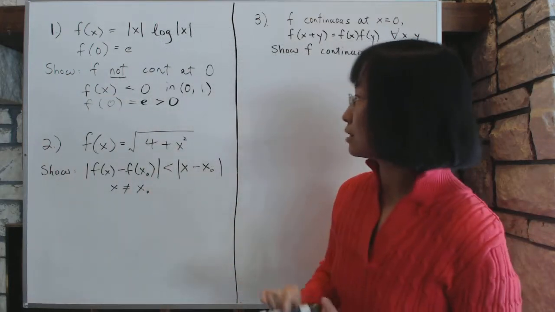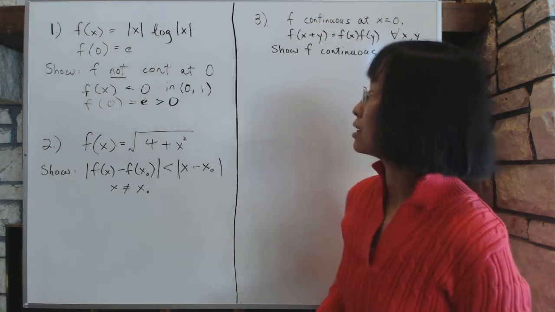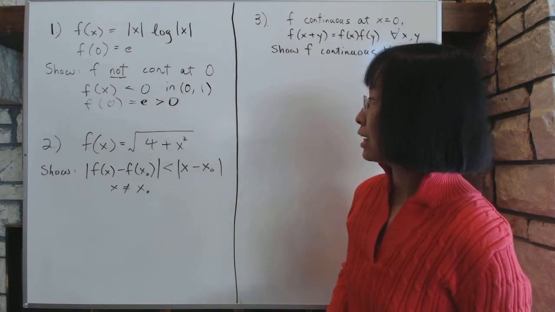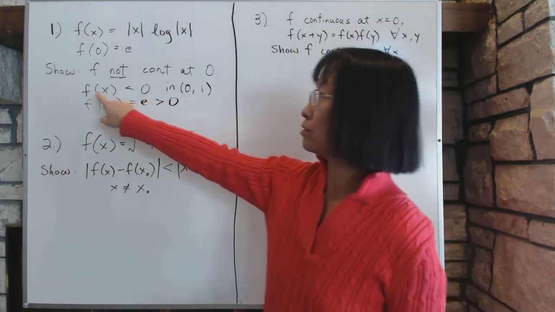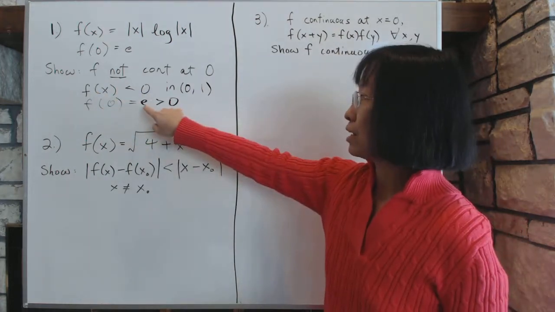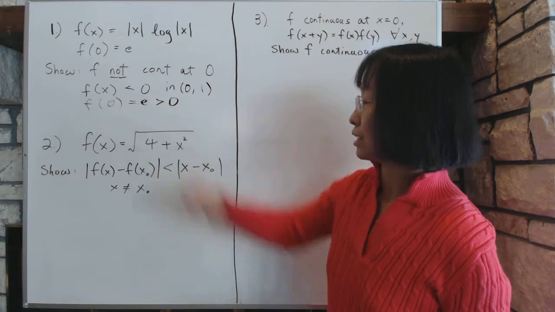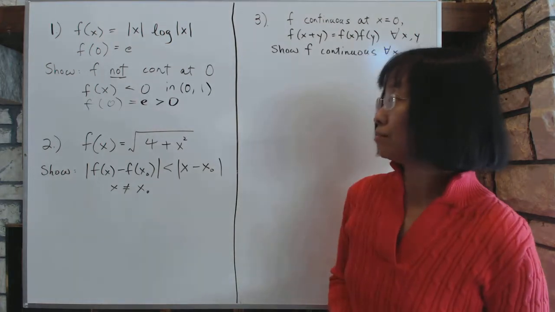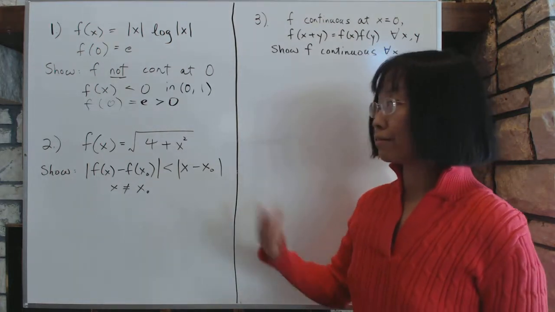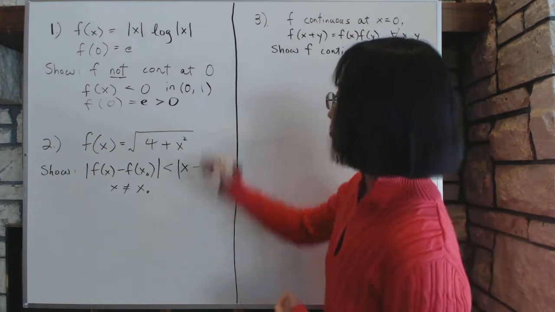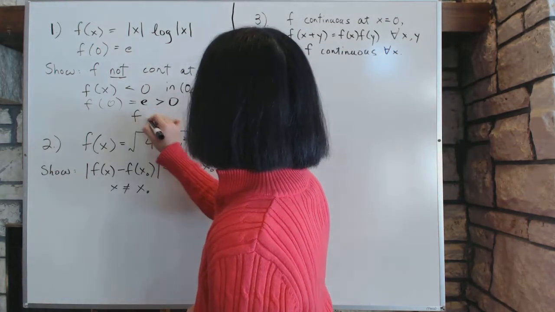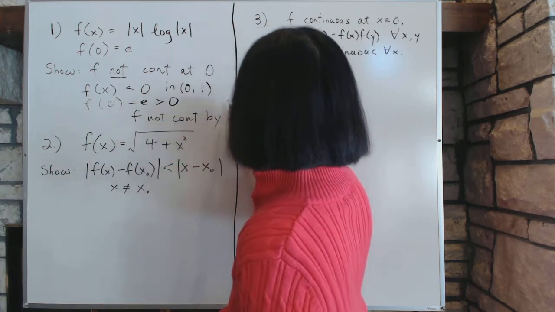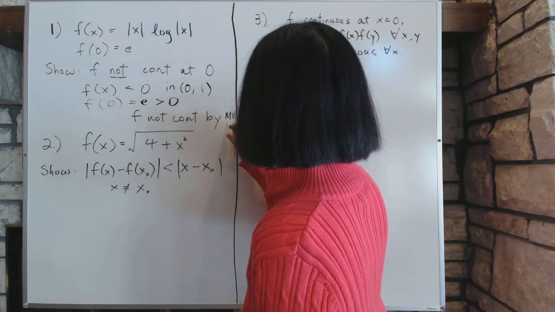And that means that the function is not continuous, because by the mean value theorem, if in this particular interval f is continuous, it has to include every single value from 0 to e. But f is already negative in the entire range. So by the mean value theorem, that is not possible. Therefore, f cannot be continuous at 0. That's it. So the conclusion is f is not continuous by the mean value theorem, which is called the MVT.